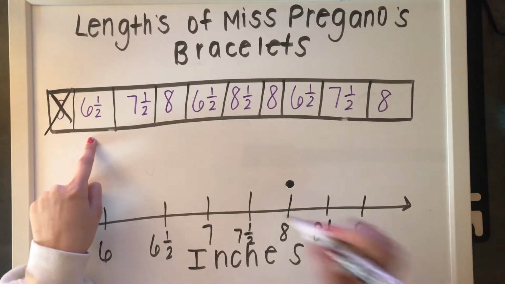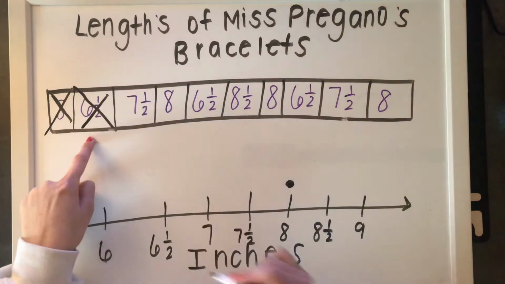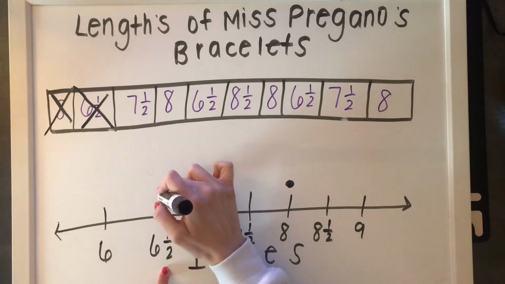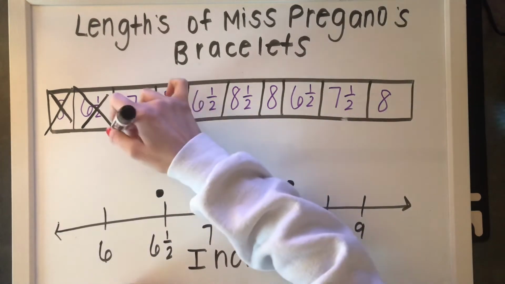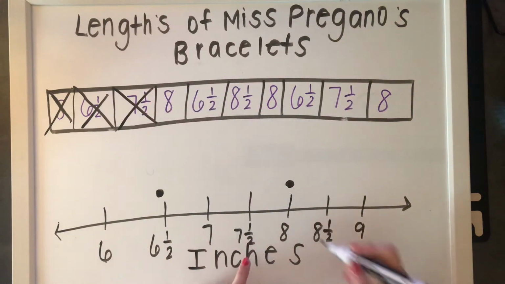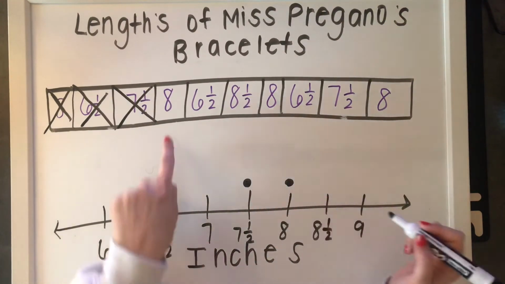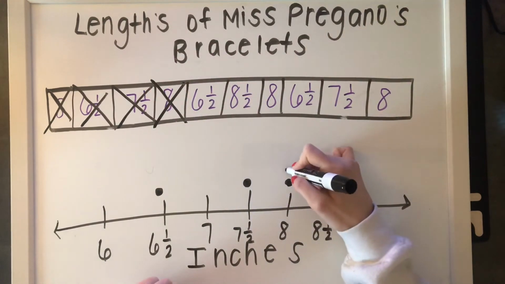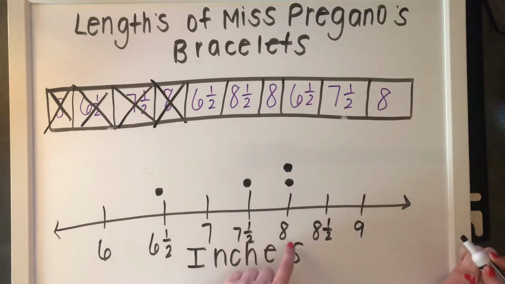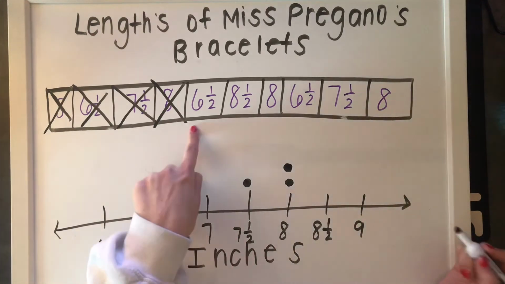Then I'm going to go to the next one, 6.5 inches. I know 6.5 inches is right here. I can plot a point. 7.5 inches. 7.5 inches is here. I can plot a point. 8 inches again. So now I just put it on top. So now 8 inches has 2 points, 2 bracelets that are 8 inches long.